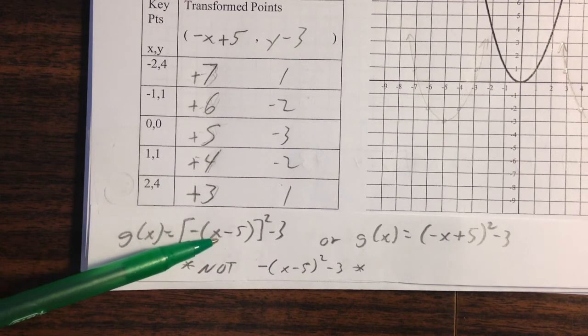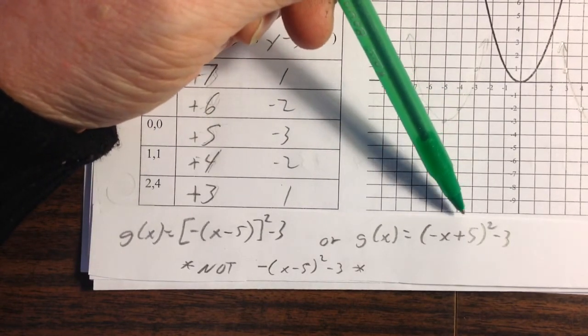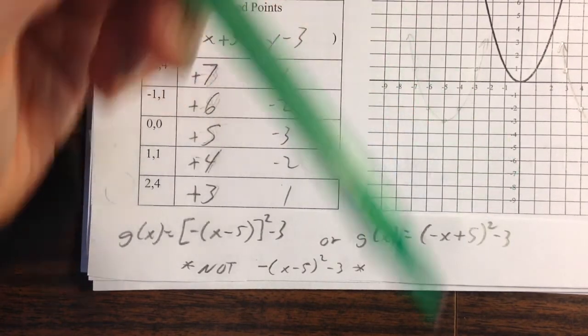Once I take this, I can simplify it. If I multiply this out, I'll get [-x + 5] in the brackets, all squared, minus 3.